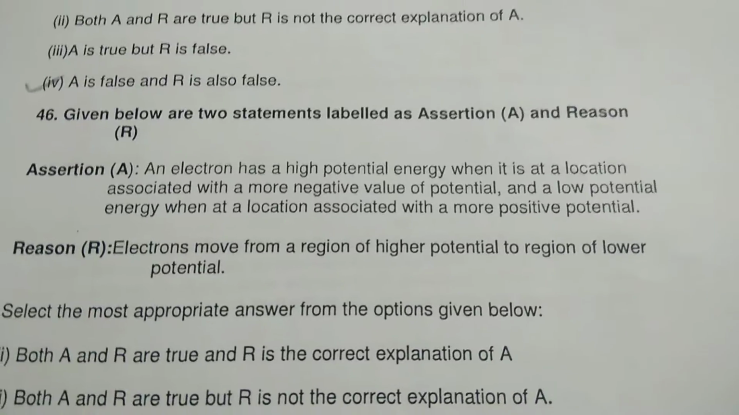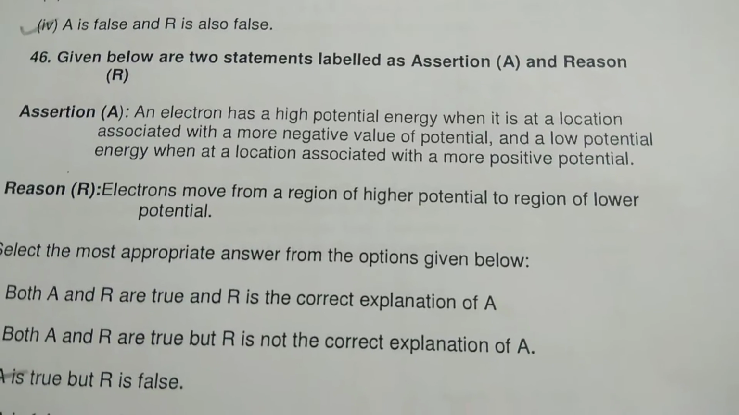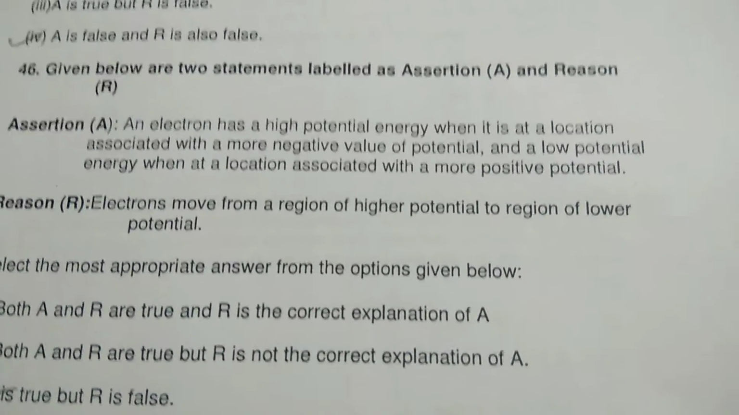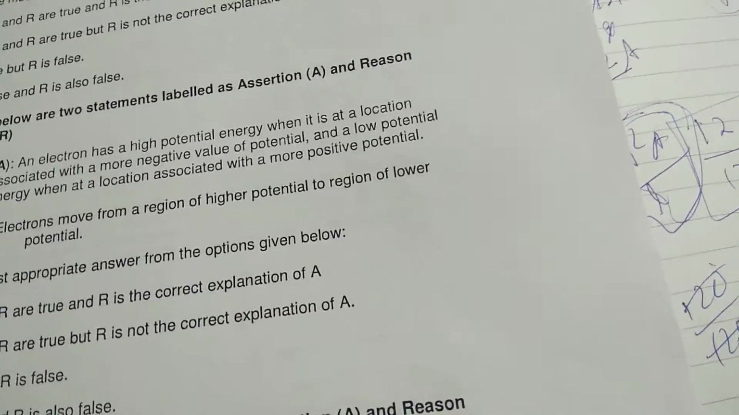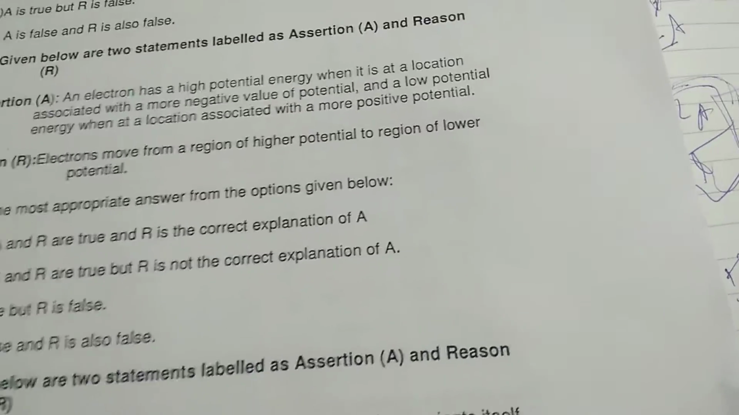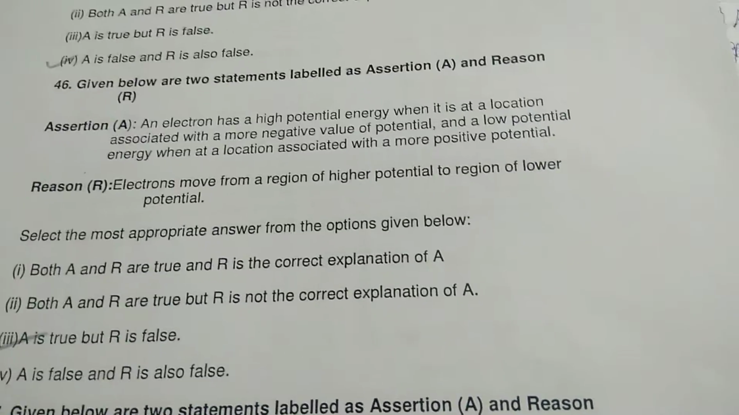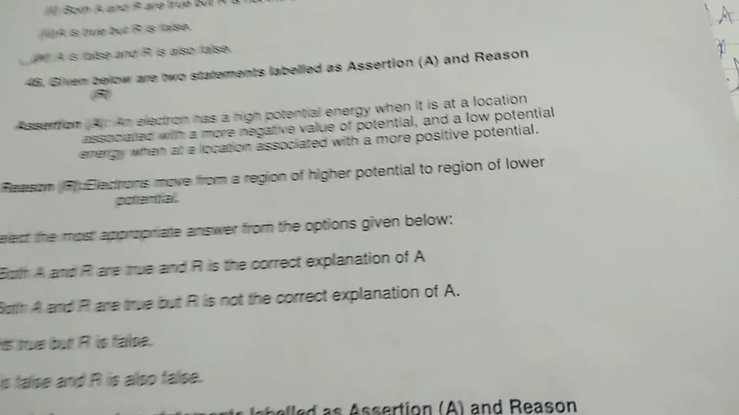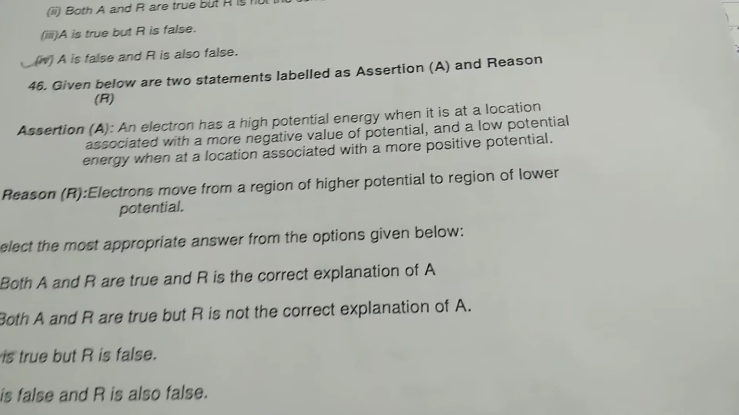This one is C. An electron has high potential energy when it is at a location associated with more negative value of potential, and a low potential energy when it is at a location with a more positive potential. So more negative value of potential means low potential, and more positive potential means higher potential. So they are trying to say that the electron has high potential energy when it is at a location associated with a more negative value of potential.